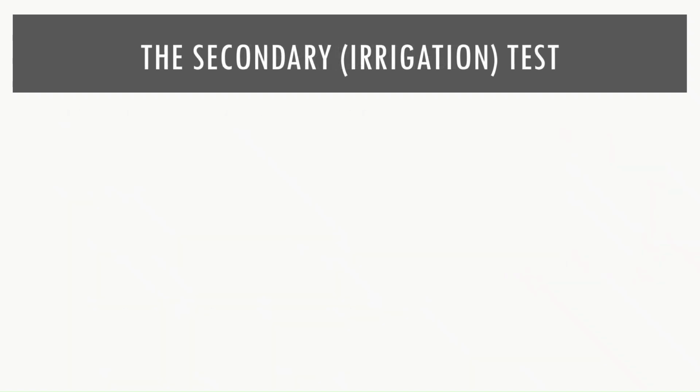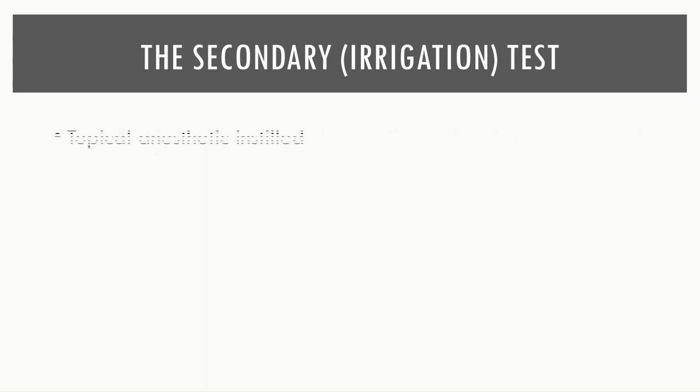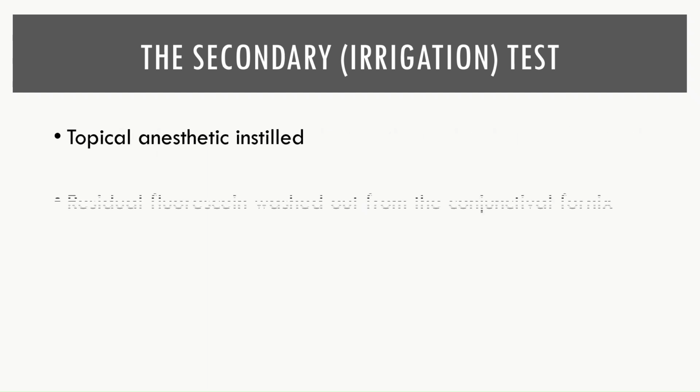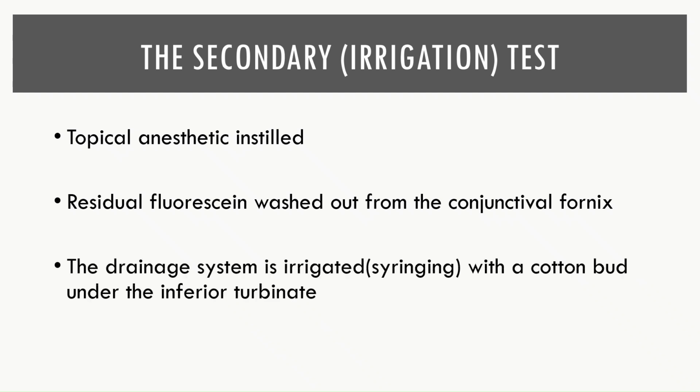The secondary Jones test is done after a negative primary test. This identifies lacrimal pump failure or the probable site of partial obstruction. Here, topical anesthetic is instilled and residual fluorescein from the primary test is washed out from the conjunctival fornix. The drainage system is irrigated with a cotton bud under the inferior turbinate.